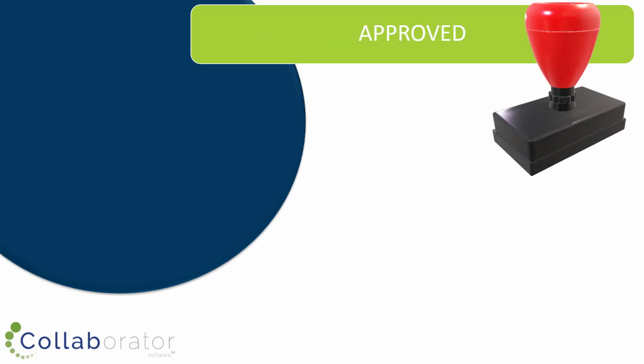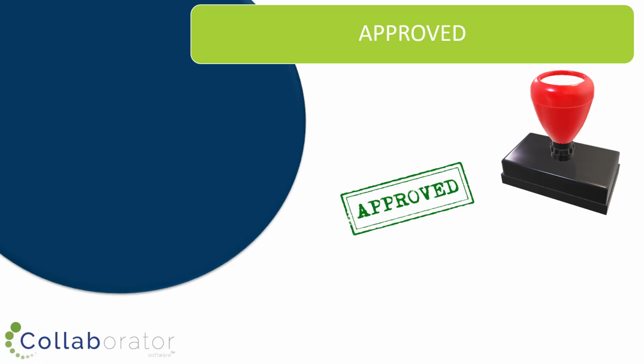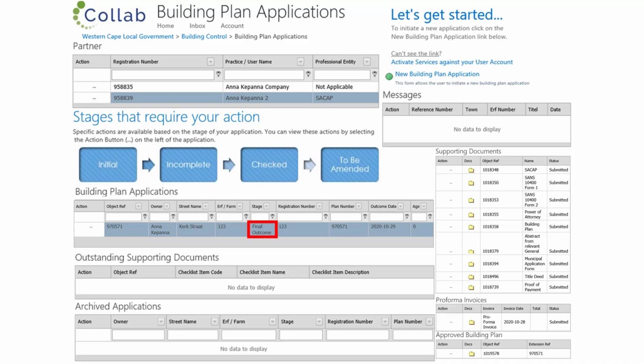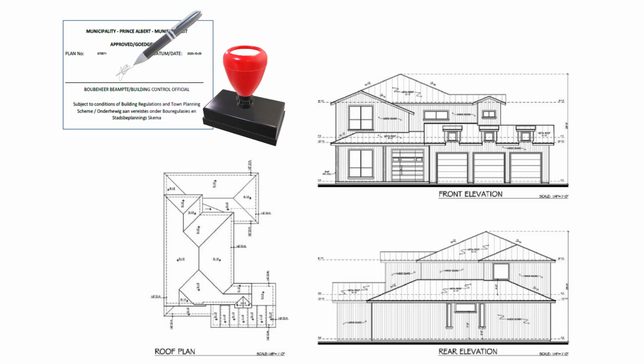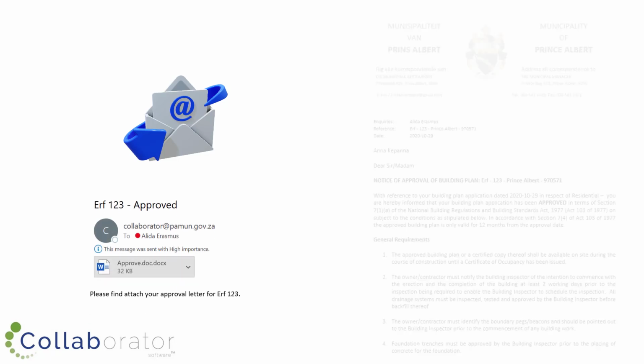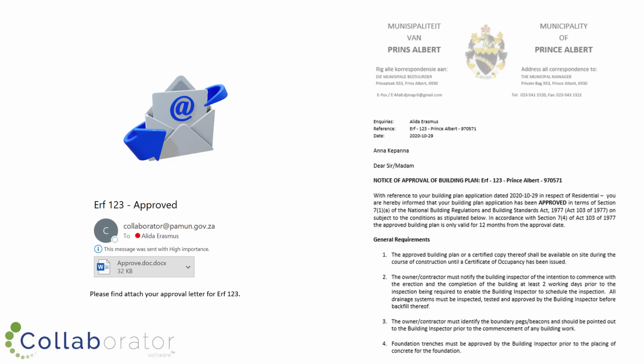Should your application be approved by the municipality, the stage will change to Final Outcome, and the stamped and signed building plan will be listed under the Approved Building Plan web part. Click on the Action button to open the Action window. Now, click on Open Attachment to view the stamped and signed building plan. You will also receive an email with your approval letter attached, listing all general requirements for the building process.